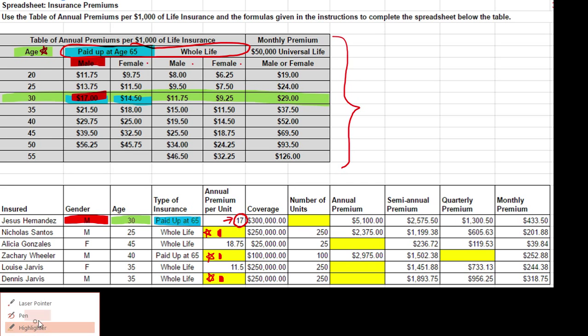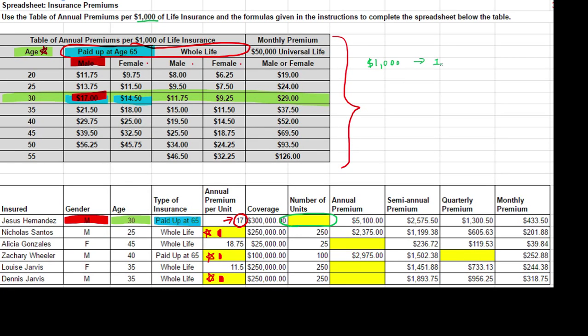Now let's look at another problem type. For Jesus, we're asked to calculate the number of units. Remember, units is just referring to units of life insurance, and these units are designated per $1,000. So for example, if you had coverage for $1,000, that's 1 unit. If you had coverage for $10,000, that's 10 units. Here, I can see that the coverage is $300,000. So how many units would that be?